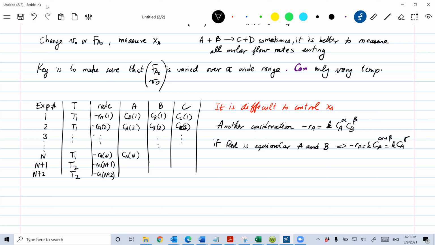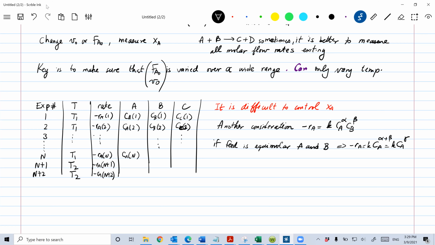But to determine alpha and beta, you have to set up experiments where, for example, you keep A constant and you change B, or you keep B constant and you change A. So you have to set up experiments like this to determine the individual orders. But if you feed equimolar A and B, you can get the overall order of the reaction. So that's something that you should also keep in mind.